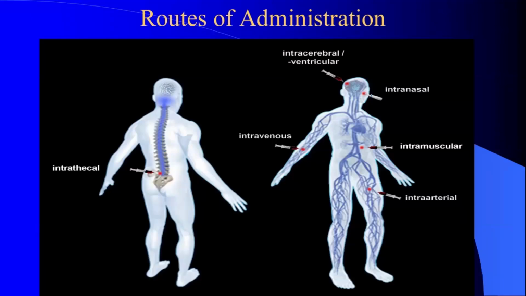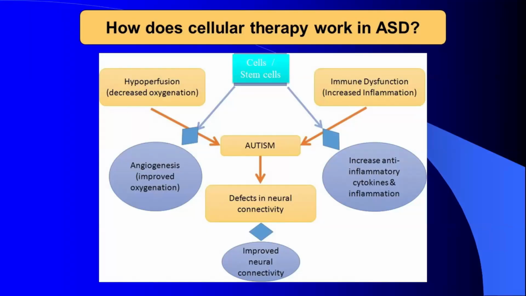There are different ways of injecting stem cells. You can inject it intrathecally into the spinal fluid, that's what we do, or intravenously, intramuscularly, through the nose, or directly into the brain. How does cellular therapy work? We know the main problem in autism is hypoperfusion, decreased oxygenation, and problems with the immune system and inflammation. Cell therapy works through both these mechanisms.